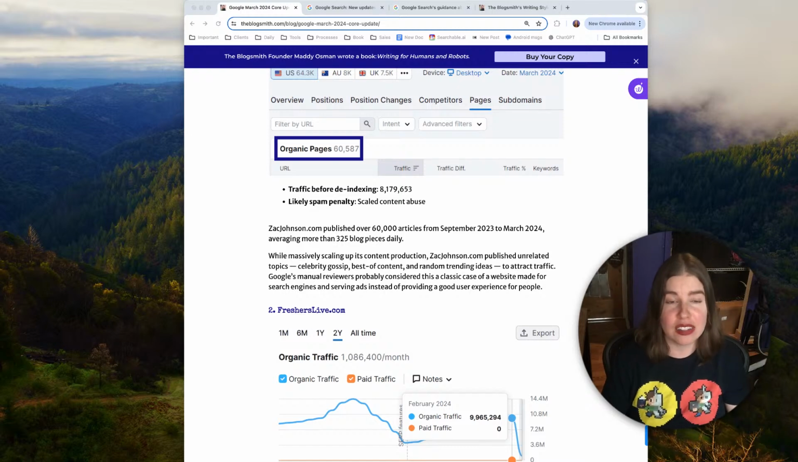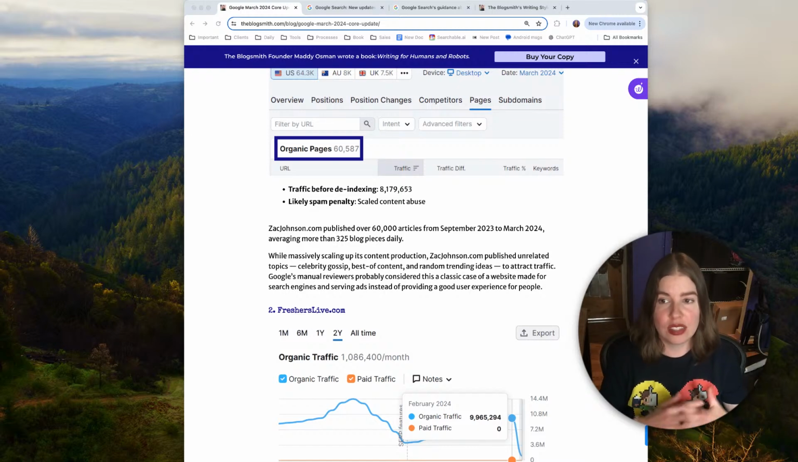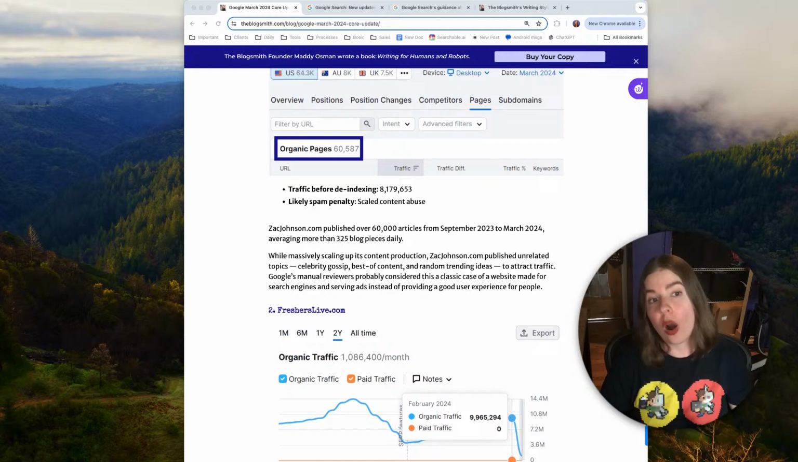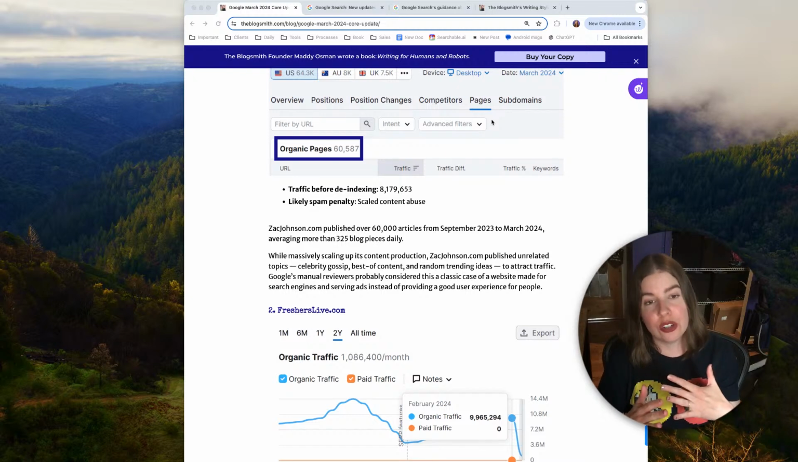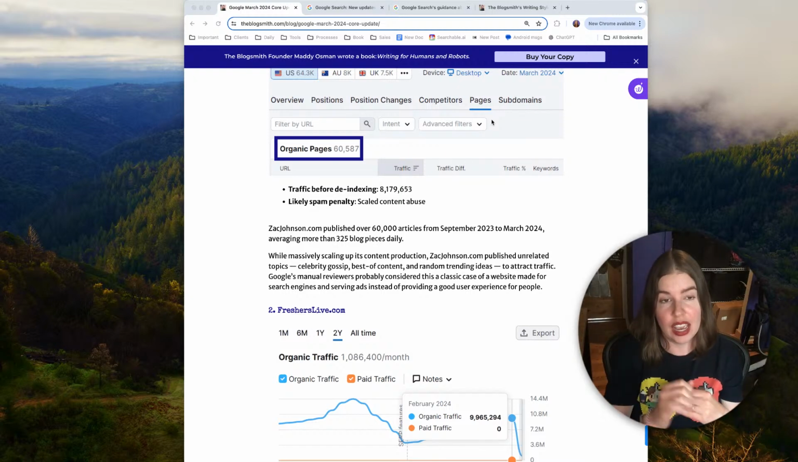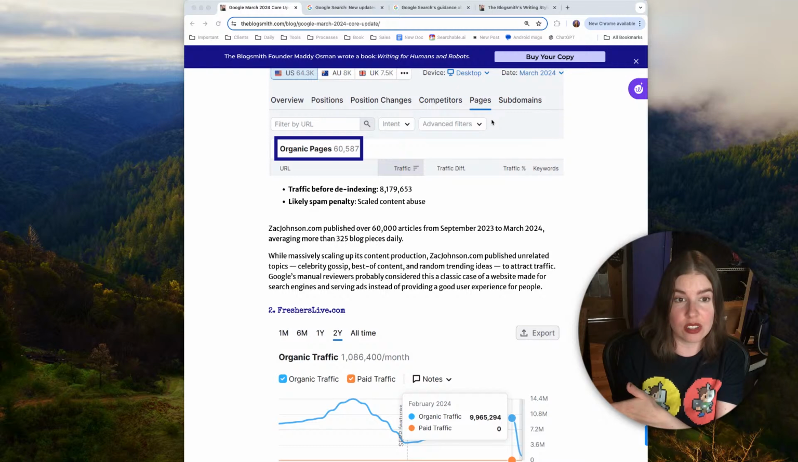I'm just going to go ahead and say it: when you scale up without a solid plan and without quality, you're just scaling up problems. Because unfortunately now for Zach Johnson, because the site has gotten hit with this penalty, it's going to be a lot of work to undo all this and then to get re-indexed ultimately.